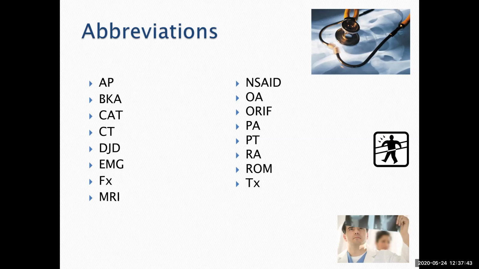Magnetic resonance imaging. NSAID is a non-steroidal anti-inflammatory drug. OA is osteoarthritis. ORIF, open reduction internal fixation. When we say PA, it's posterior anterior, so back to front. PT is going to stand for physical therapy. RA, rheumatoid arthritis. ROM is range of motion. And TX is traction. So just go through and look at some of those abbreviations and you'll be ready for chapter 3, musculoskeletal.